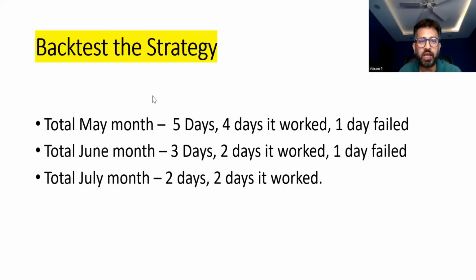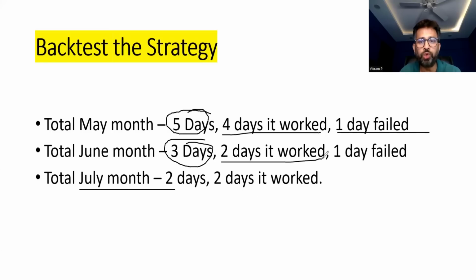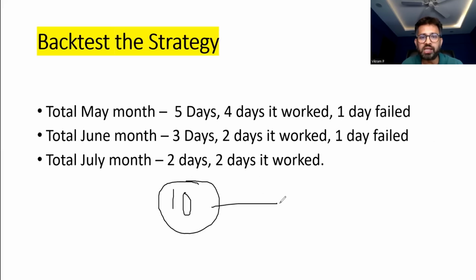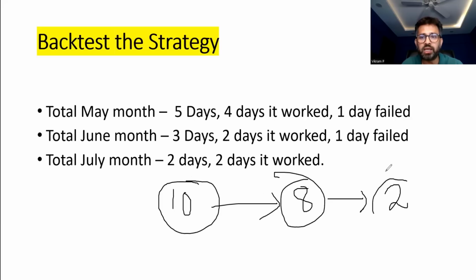So that is the report we got after doing the entire month of May, the entire month of June, and July only till July 19th. In May we got 5 days. Out of that, 4 days it worked and 1 day it failed. In June we got 3 days, 2 days it worked, 1 day it failed. And till July 19th, 2 days and both days it worked. So what it says is, out of 10 days, 8 days it worked and 2 days it failed, right? So what is the win rate?